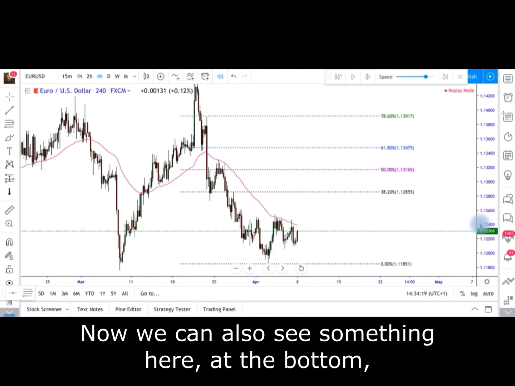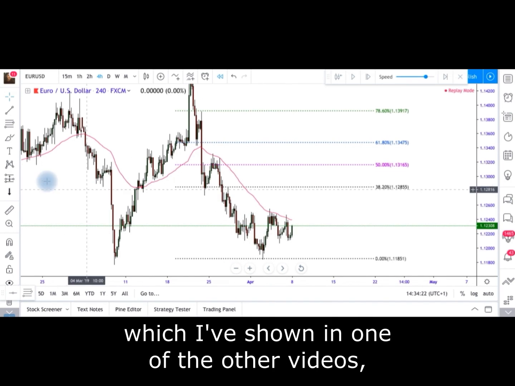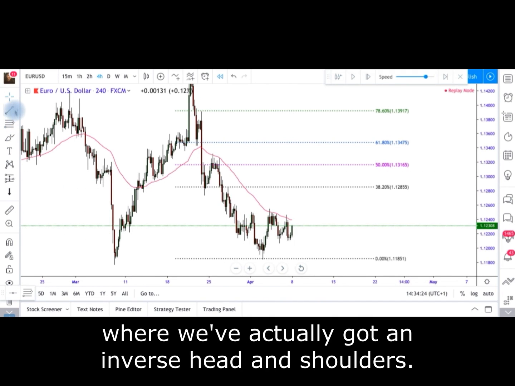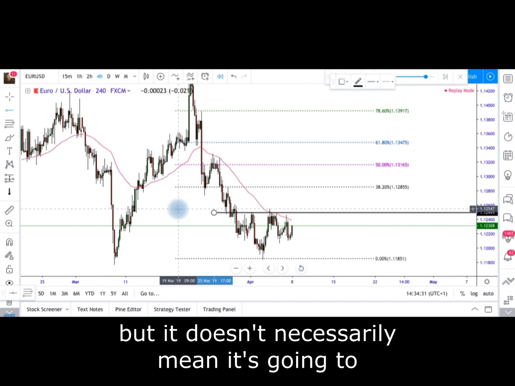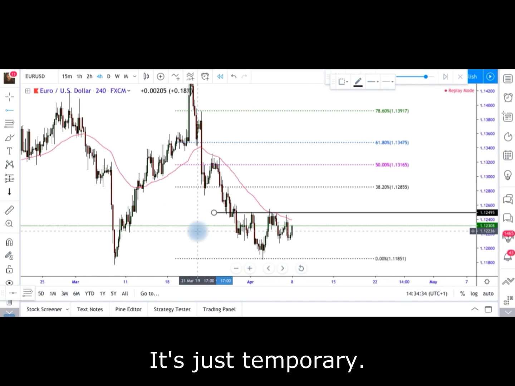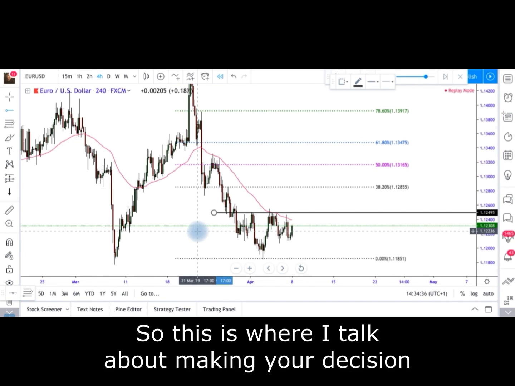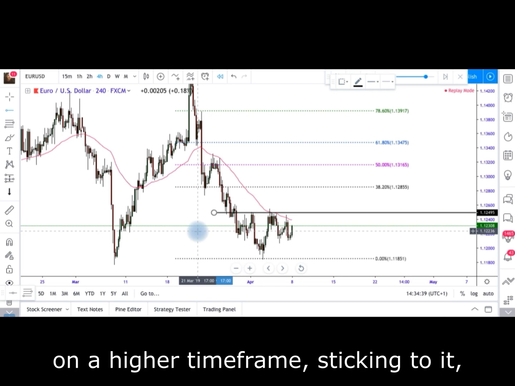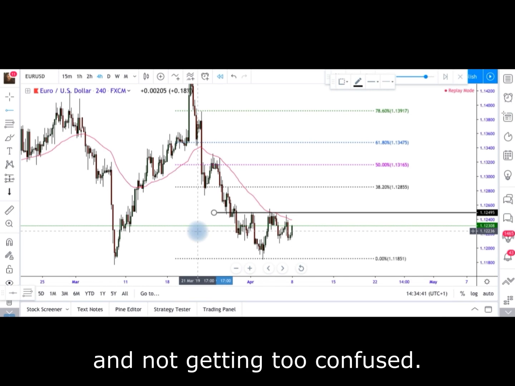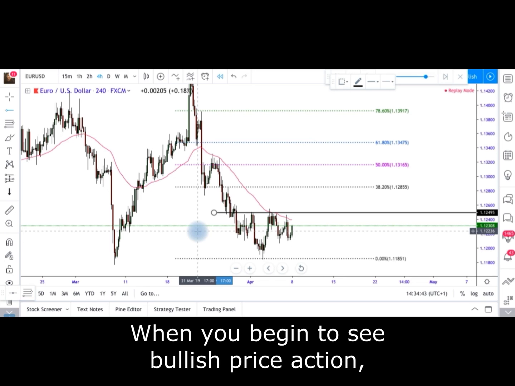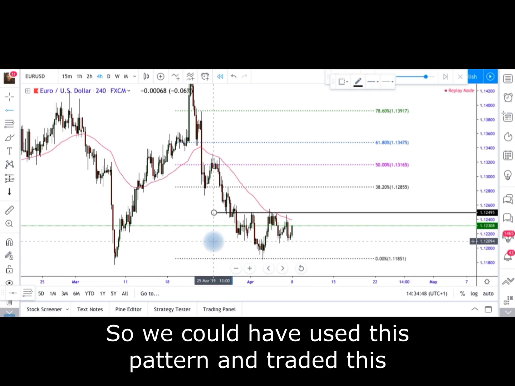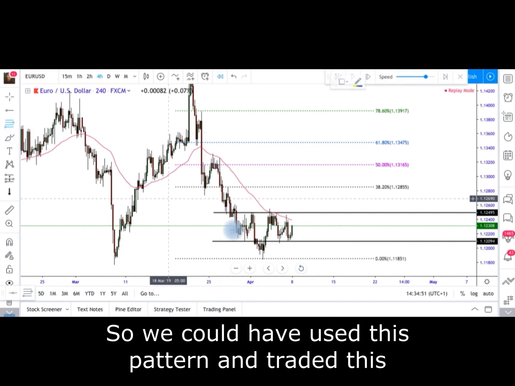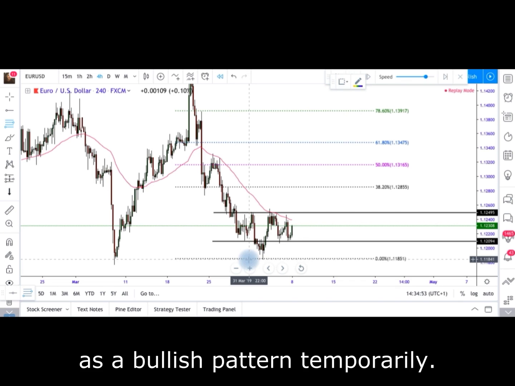Now we can also see something here at the bottom, which I've shown in one of the other videos, where we've actually got an inverse head and shoulders. Now an inverse head and shoulders is a reversal pattern, but it doesn't necessarily mean it's going to change the overall trend. It's just temporary. So this is where I talk about making your decision on a higher time frame, sticking to it and not getting too confused when you begin to see bullish price action, which is temporary, when actually we're still within a bearish sequence. So we could have used this pattern and traded this as a bullish pattern temporarily.